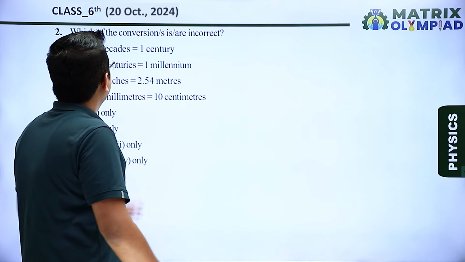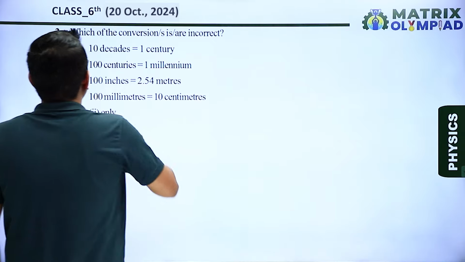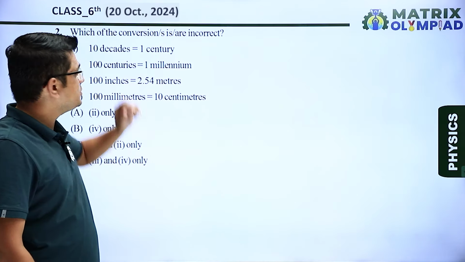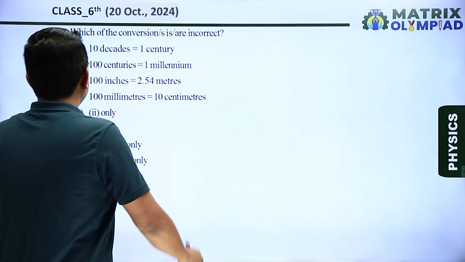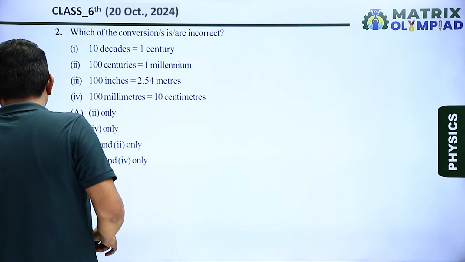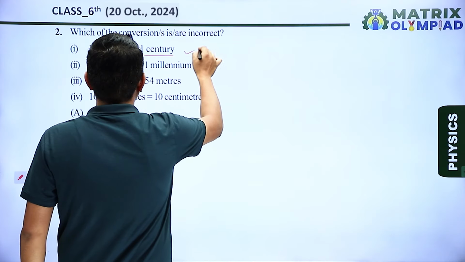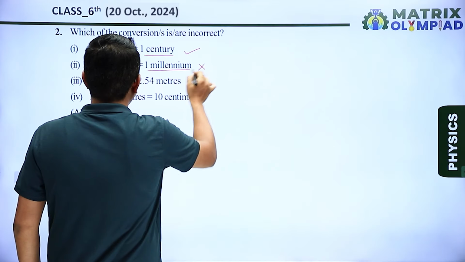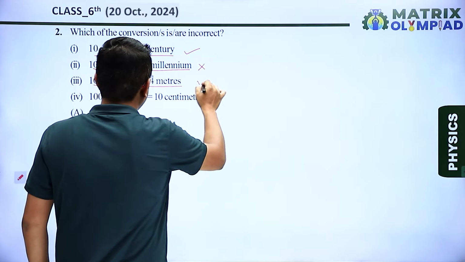Next question. Which of the following conversions is/are incorrect? So first of all we should know that 1 decade is equal to 10 years, 1 century is equal to 100 years and 1 millennium is equal to 1000 years. So if we see the first, 10 decades equal to 1 century, this is true. 100 centuries equal to 1 millennium, this is false. 100 inches equal to 2.5 meters, this is true.